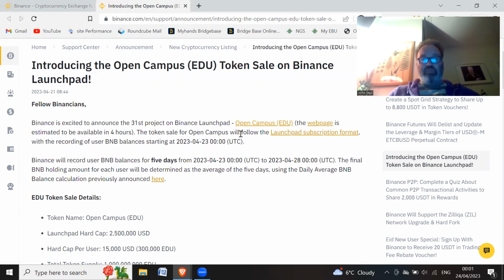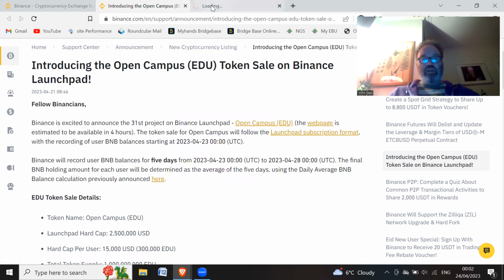The token sale for Open Campus will follow the Launchpad subscription format, with the recording of user BNB balances starting on the 23rd of April 2023. Binance will record users' BNB balances for 5 days up to the 28th of April 2023 UTC time, so midnight. Yeah, so it's the final hour of the 28th of April. The final BNB holding amount for each user will be determined as the average of the 5 days using the daily average BNB balance calculation previously announced here.